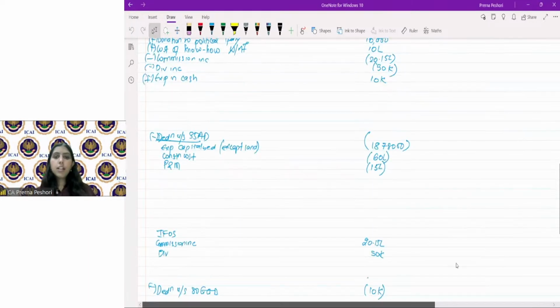How much are you getting for PGBP? After the deduction we have already computed. Yes, Kaushiki. How much is coming after deduction? How come 1,62,000? I'm getting 1,32,000.